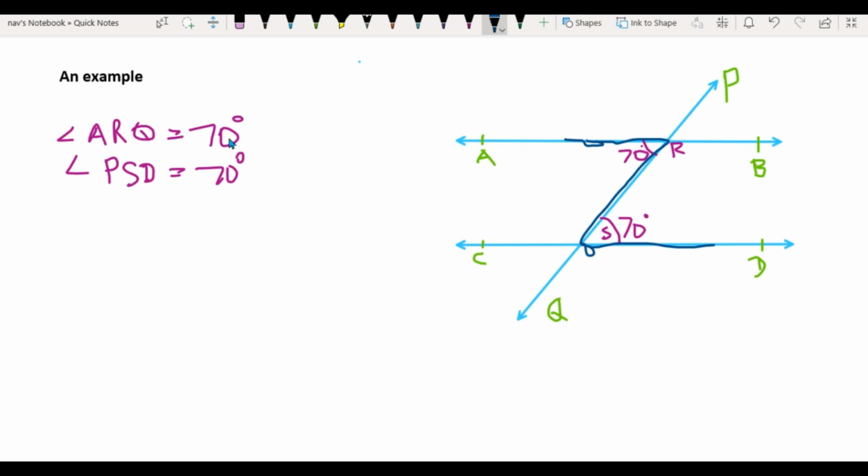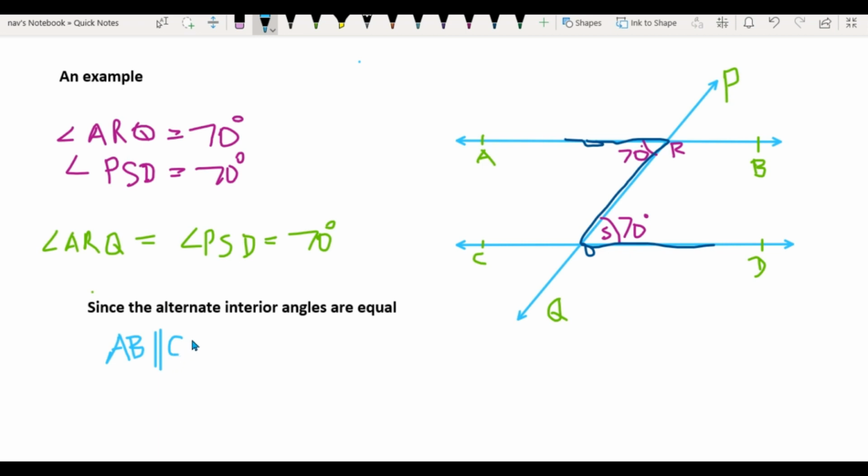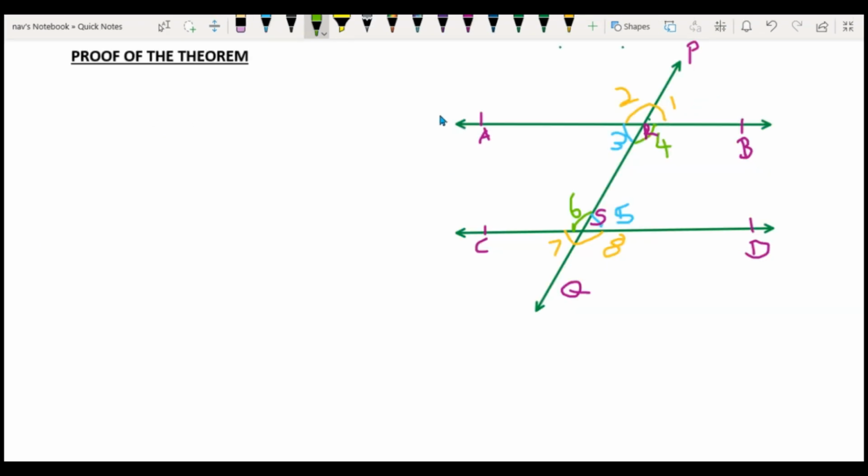Let us write that. So the alternate interior angles are equal. From the theorem we just learned, we can conclude that AB is parallel to CD. What is the reason? The reason is that these alternate interior angles are equal. This is the parallel line symbol. AB is parallel to CD. So this is how we use the theorem.